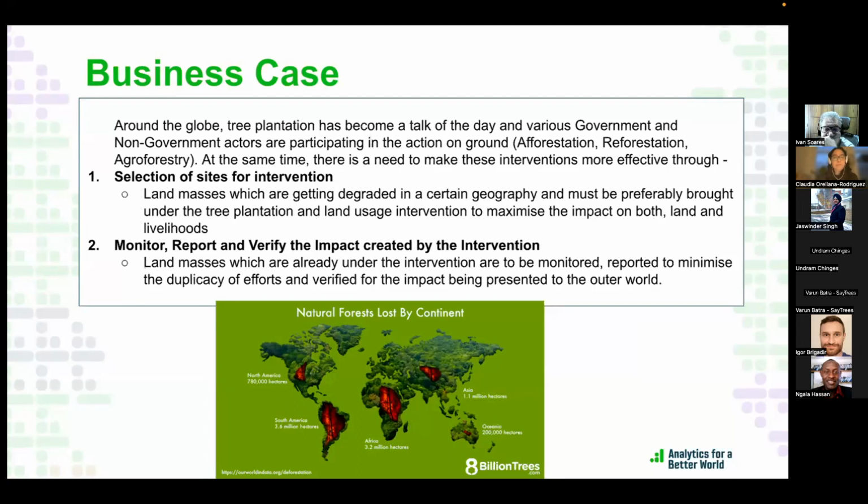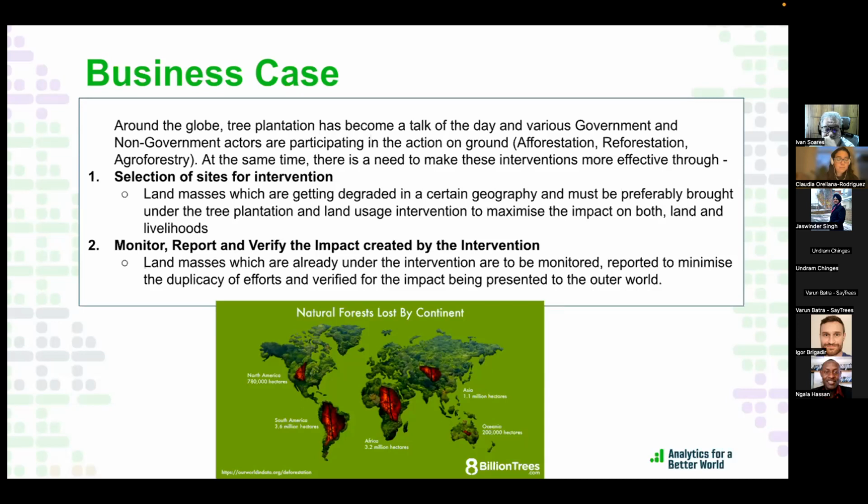On the other side, trees are considered to be one of the solutions for most of our climate change based problems, be it sequestration of carbon or enhancing the livelihoods of farmers or landscape restorations, and various other factors can be added to it. So around the globe, there has been a talk about tree plantation, be it government or non-government actors, through various actions on ground, afforestation, reforestation, and agroforestry.